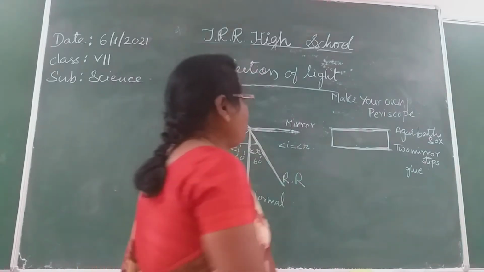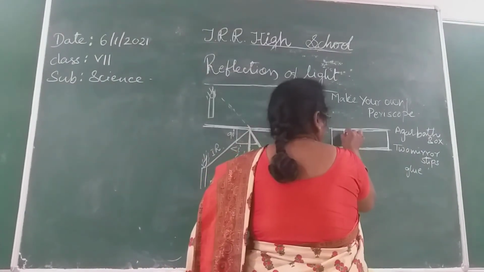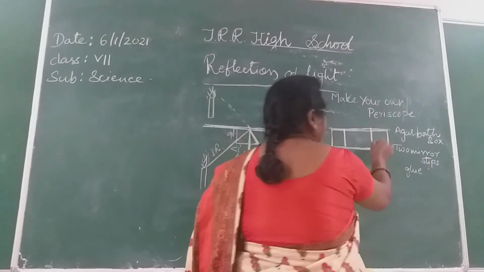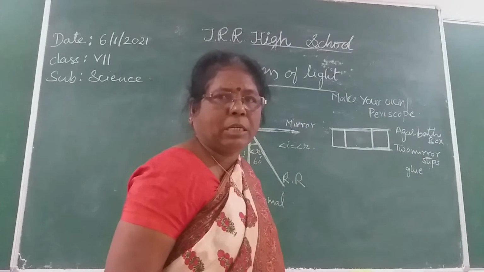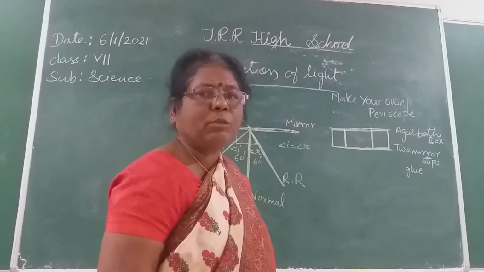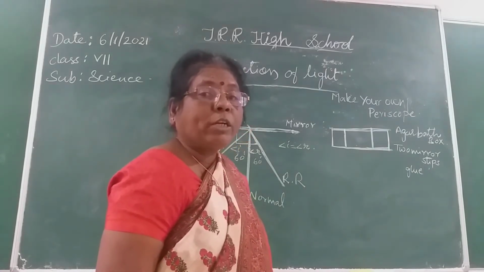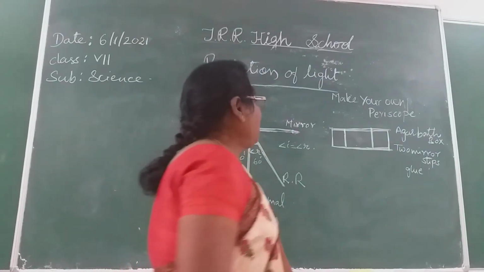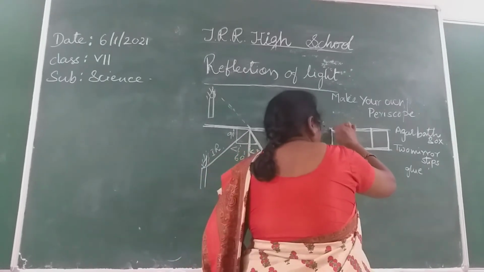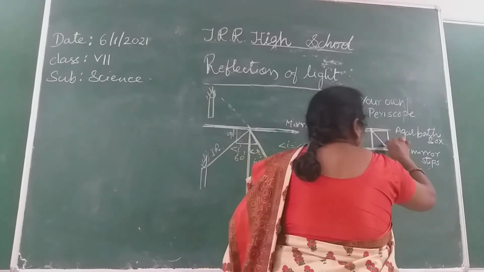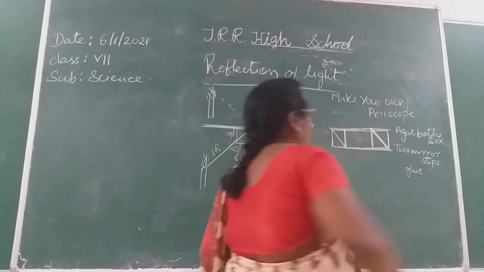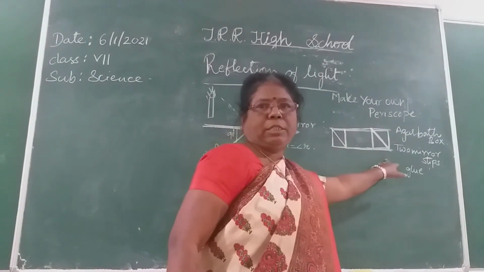Take the box, draw 2 squares, 2 squares on 2 sides of the periscope with the pencil. Take the correct measurements and draw 2 squares. Now, what you have to do here is draw 2 parallel diagonals. Draw 2 diagonals here.